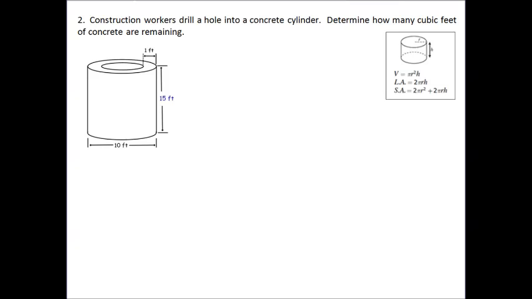Construction workers drill a hole into a concrete cylinder. Determine how many cubic feet of concrete remain. In this problem, we have to find the volume of a cylinder, but we have a hole in there and we have something remaining. So that means we need to subtract stuff. We're going to use the formula for the volume of a cylinder, which is V is equal to pi r squared times h, and that will give us the volume of a cylinder.